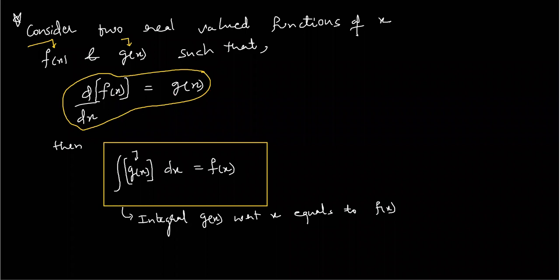So what did you write? d by dx of f of x is g of x. So integral g of x with respect to x is f of x. Derivative of f of x with respect to x is g of x, so integration of g of x with respect to x will be f of x. Very good. Now here I will write something more to it. I want you all to be very attentive and see here.